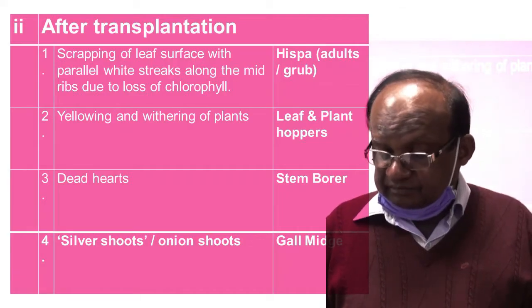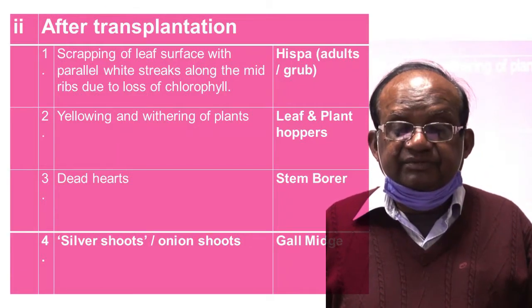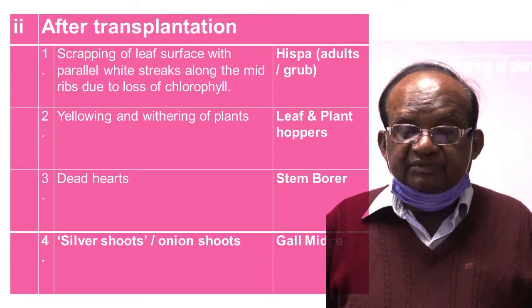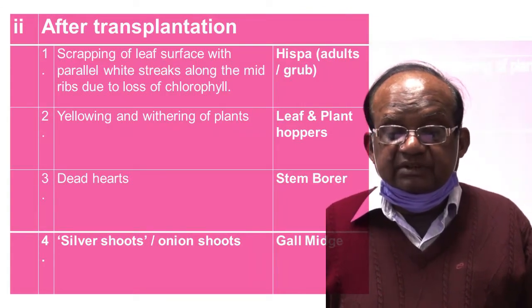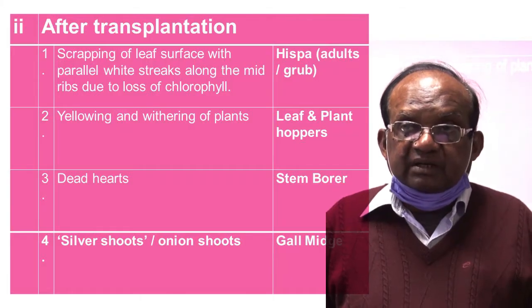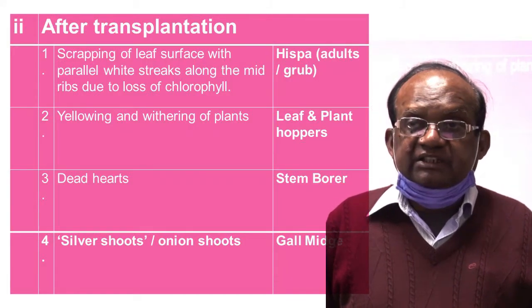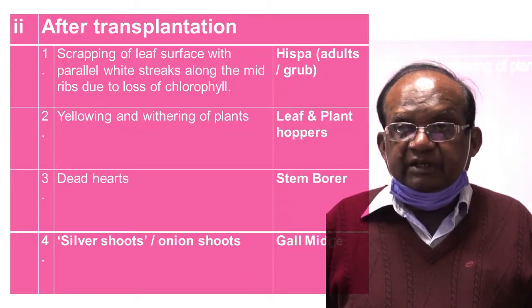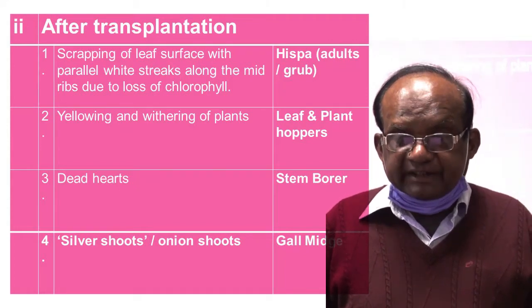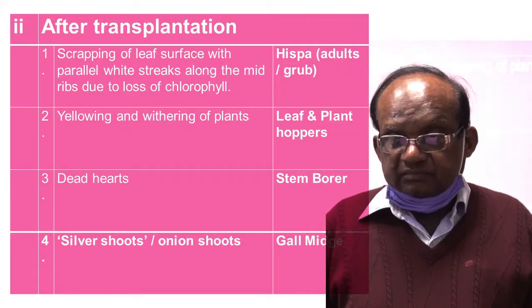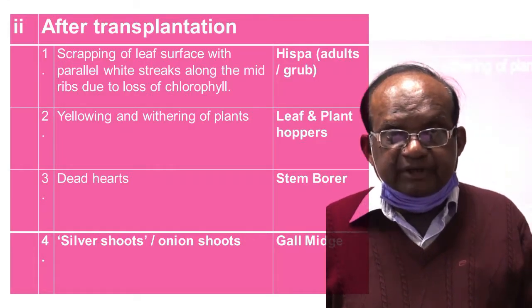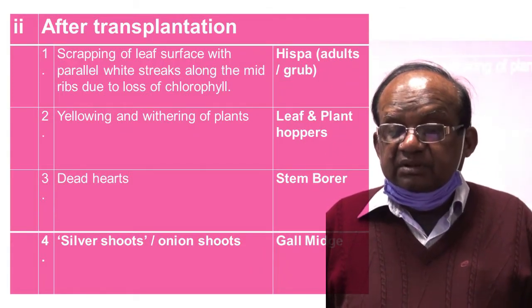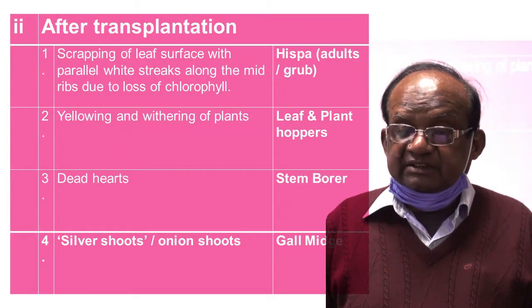After transplantation, that is, in a rice field just after transplantation, a scraping of the leaf surface with parallel white streaks along the midrib due to loss of chlorophyll. As you know, both grub and adult of rice hispa scrape the chlorophyll content of the leaf, and due to the scraping, a white stripe is formed on the leaf, almost parallel to the midrib of the affected leaf. This indicates the presence of hispa damage.